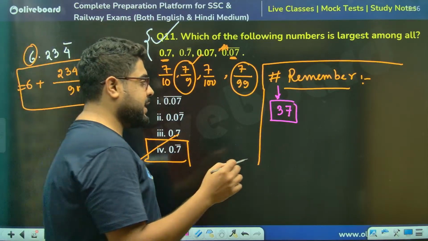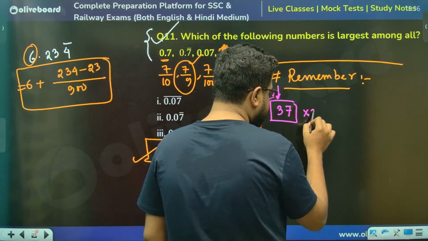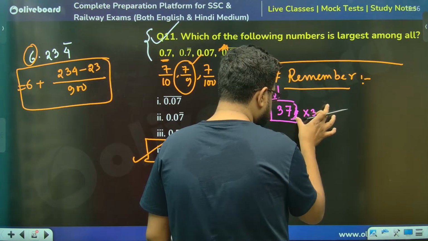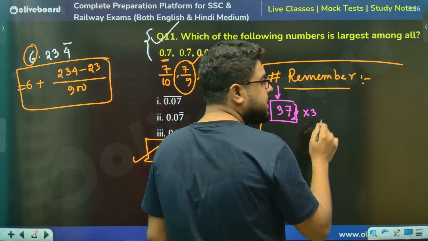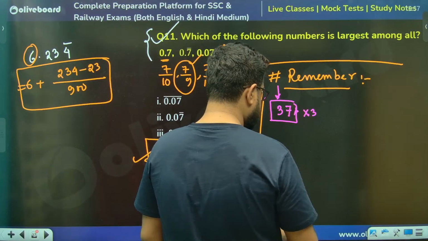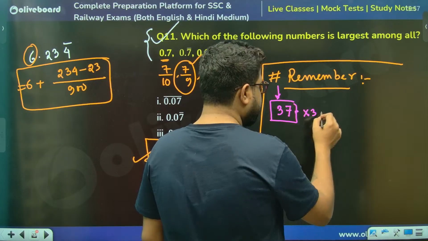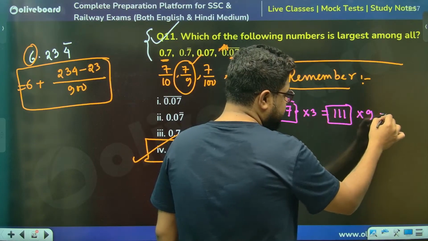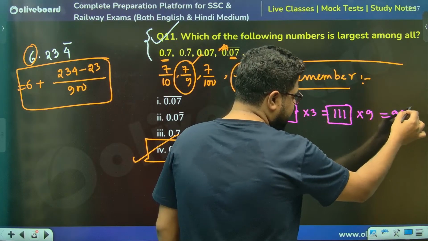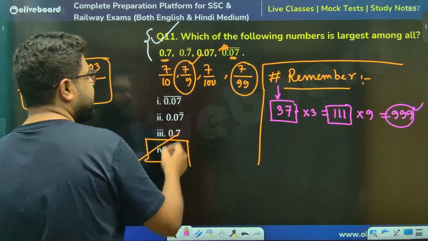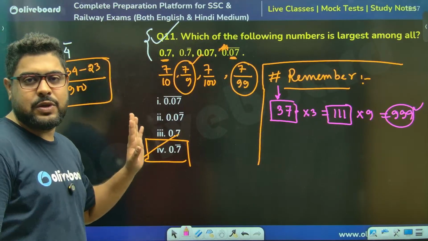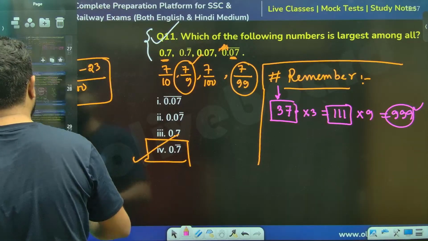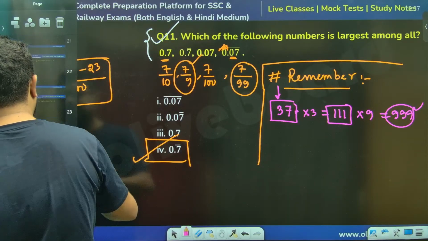Why, sir? Let me say this. 37 into 3 gives you, sir, 111. Into 9 gives you, sir, 999. And 999s are very much used in case of these type of things. So बहुत जगह पे you will get a question. This question was asked in CGL. Foundation batch में भी मैंने करवाया था ये वाला question.